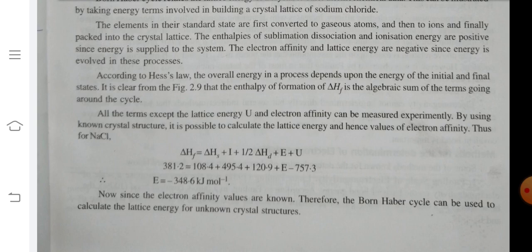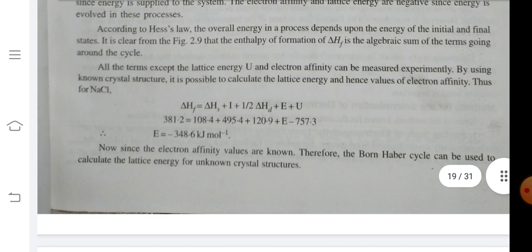According to Hess's law, the overall energy in a process depends upon the energy of the initial and final states. It is clear from Figure 2.9 that the enthalpy of formation, ΔHf, is the algebraic sum of the terms going around the cycle. All the terms except the lattice energy U and electron affinity can be measured experimentally. If it is possible to calculate the lattice energy, hence the values of electron affinity can be found. Thus, for NaCl, ΔHf is equal to ΔHs plus I plus half of ΔHd plus E plus U. That is, E is equal to minus 348.6 kilojoules per mole.